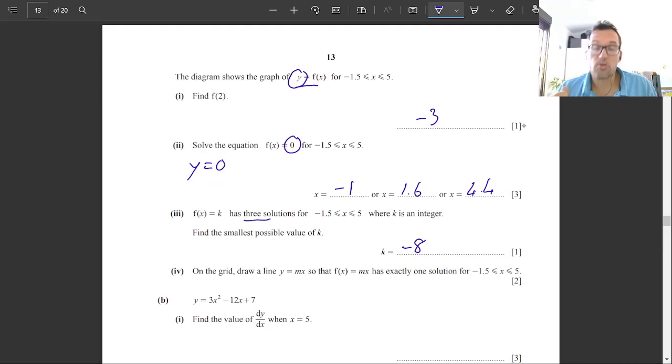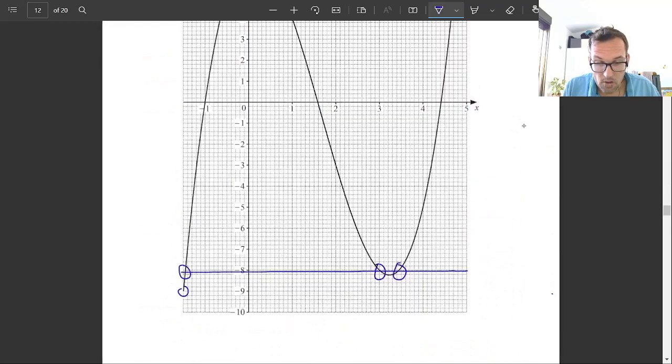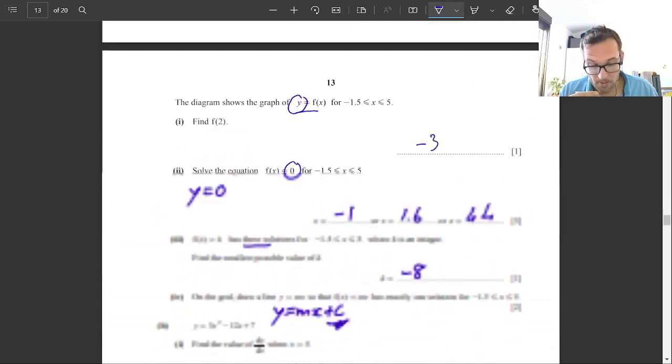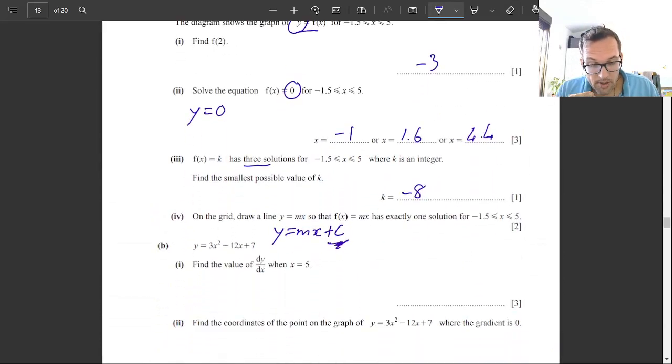Next one. On the grid, draw a line y equals mx. Now remember here, usually it's y equals mx plus c. What's happened to that c? That c is the y-intercept. Okay, and it's pulled away. Why? Because it must be 0, which means this line is going to have to go through 0 on the y-axis. Okay, so we got 1 point on that line already. Goes through there, 0, right in the middle. Okay. So that is exactly one solution. That's what we're looking for.